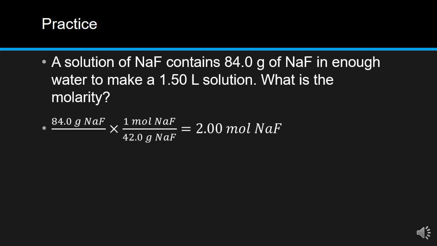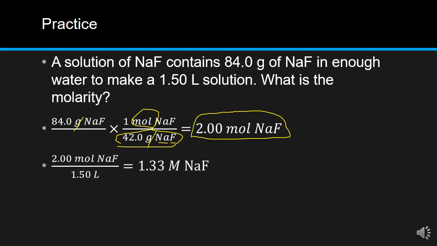So I look at my setup here that I'm showing you guys, and the grams are the given amount that goes in the top left. The 42 grams is coming from the periodic table. If you add up a sodium and a fluorine from those masses on the table, the grams cancel out and we're left with moles of sodium fluoride, and we have 2 moles of sodium fluoride. So that's step 1 in a problem like this.